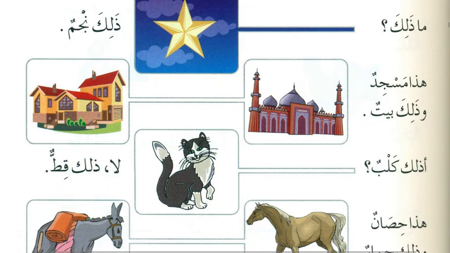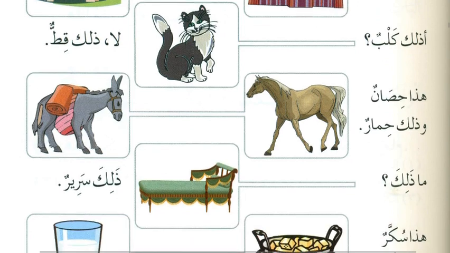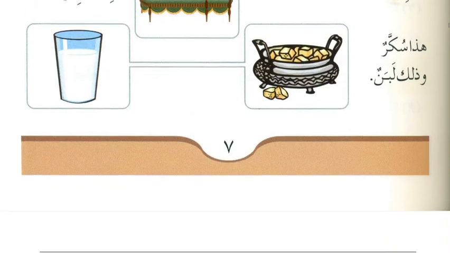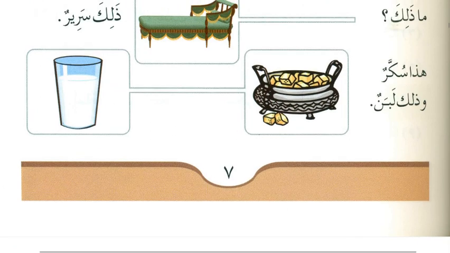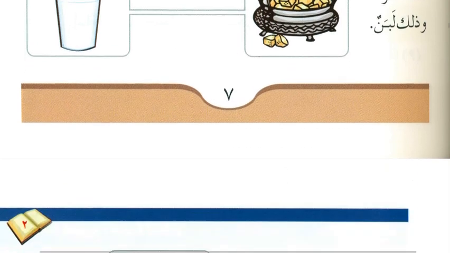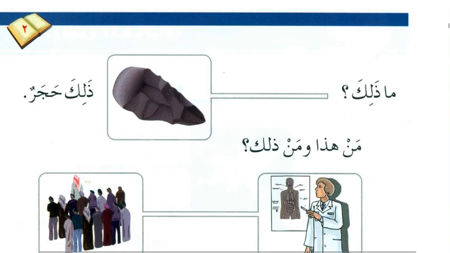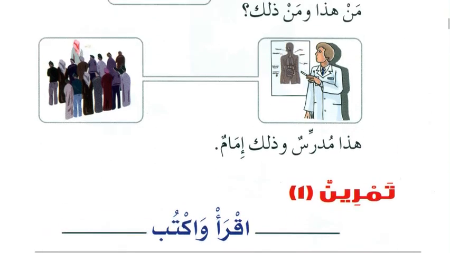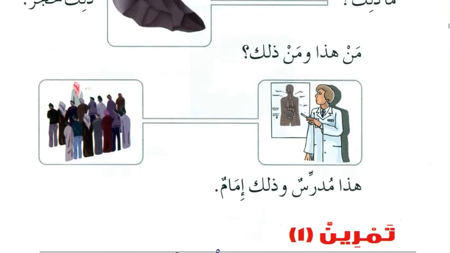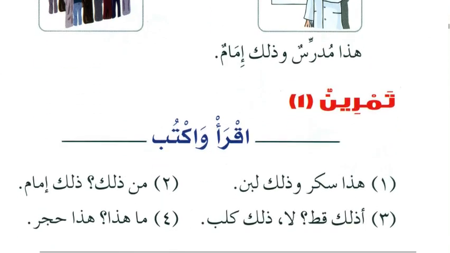Azalika kalb, is that a dog? La zalika kit, no, that is a cat. So in this way you can read it. Haza sukkar, this is sugar. Wa zalika laban, and that is milk. Ma zalika, what is that? Zalika hajar, that is stone. Haza mudarris, this is a teacher. And wa zalika imam, and that is the imam.